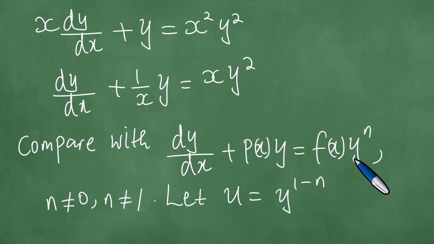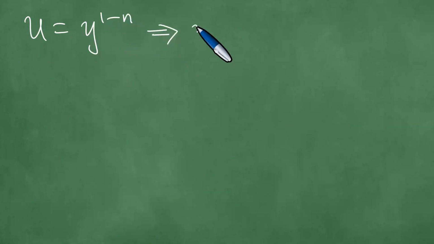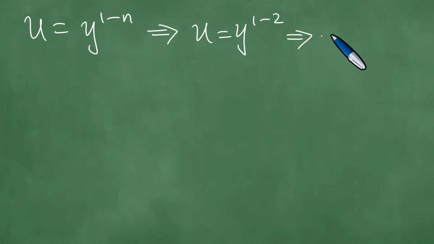So at this point, by comparison, you can see that in the formula for Bernoulli's equation there is y to the power n, and here you have y squared. So u would be equal to y to the power 1 minus n, and that means u is equal to y to the power 1 minus 2, and this is this. This is that.